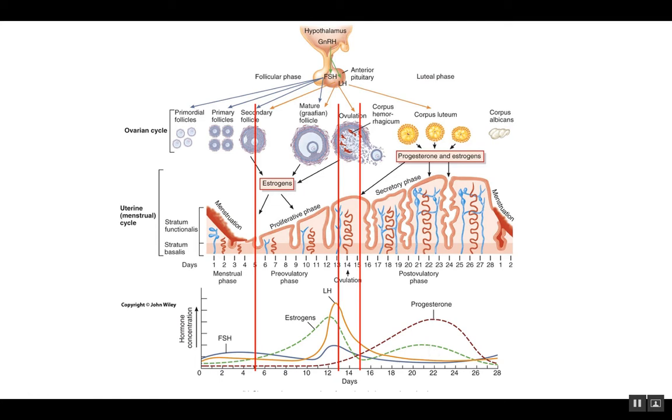This graph doesn't show that. So this graph represents if fertilization does not occur. Because if fertilization does not occur, progesterone levels will drop, estrogen levels will drop, and you get formation of the corpus albicans. And if you get formation of the corpus albicans, you get menstruation because of the low progesterone and low estrogen.